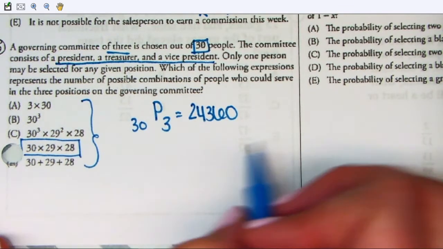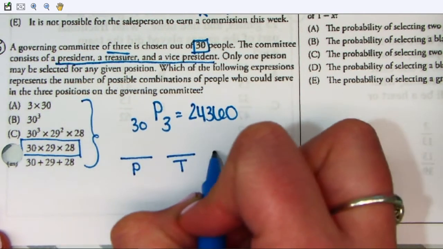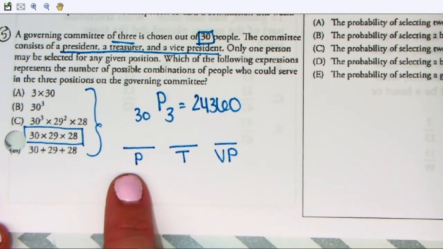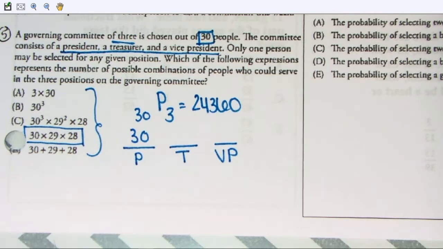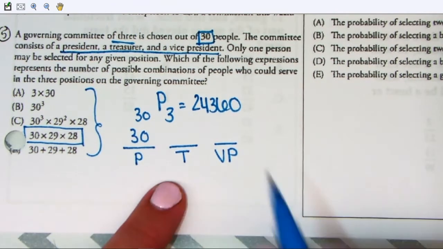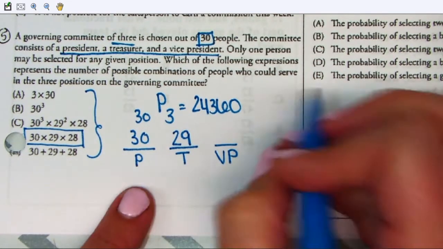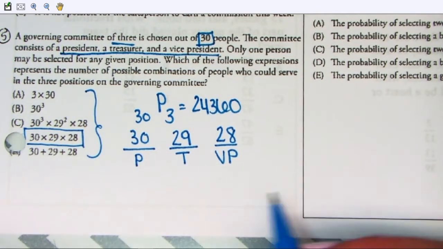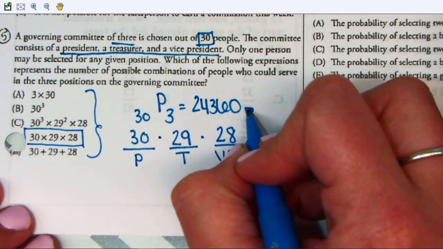Or you could think about it another way. President, treasurer, vice president. How many people could potentially be chosen for president? Well, we start at 30, so I have 30 people who could be president. Once you become president, you can't become treasurer, so now only 29 people could be treasurer. And if you're one of these 2, you can't be VP. So 28 people could be VP, which means if I multiply those all together, I would get my permutation.